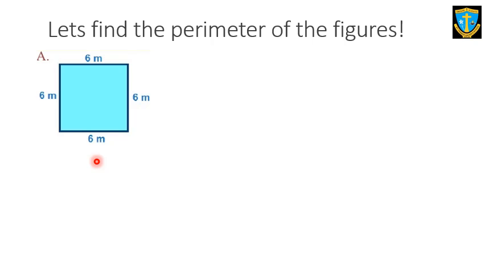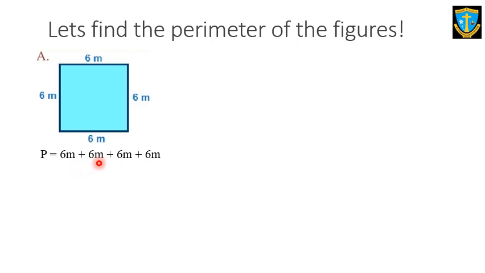Because in a square, all the sides are of the same measure. Now in this case, it is 6 meters. Okay, so let's find the perimeter of the figure. Do you know how to do it? Yes, it's very easy. Perimeter means you have to just add all the lengths together and put the unit down.